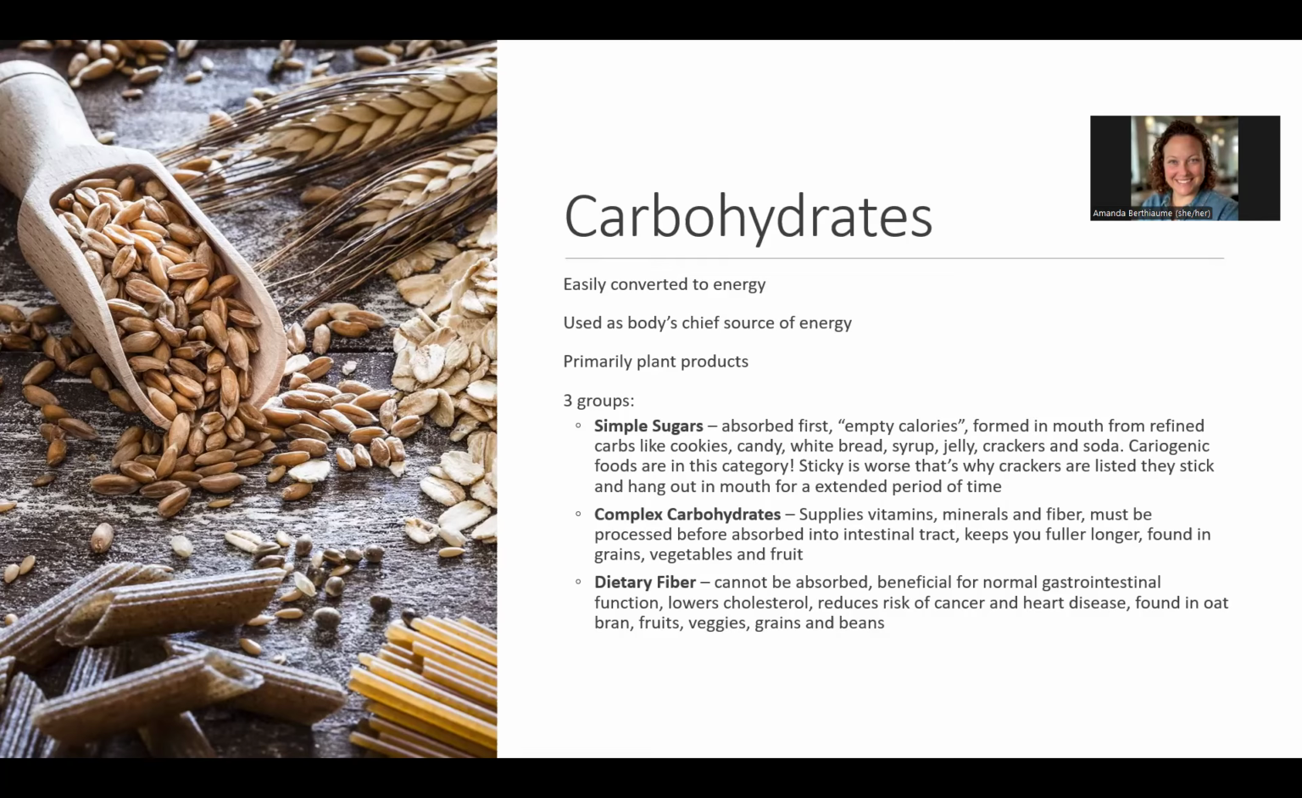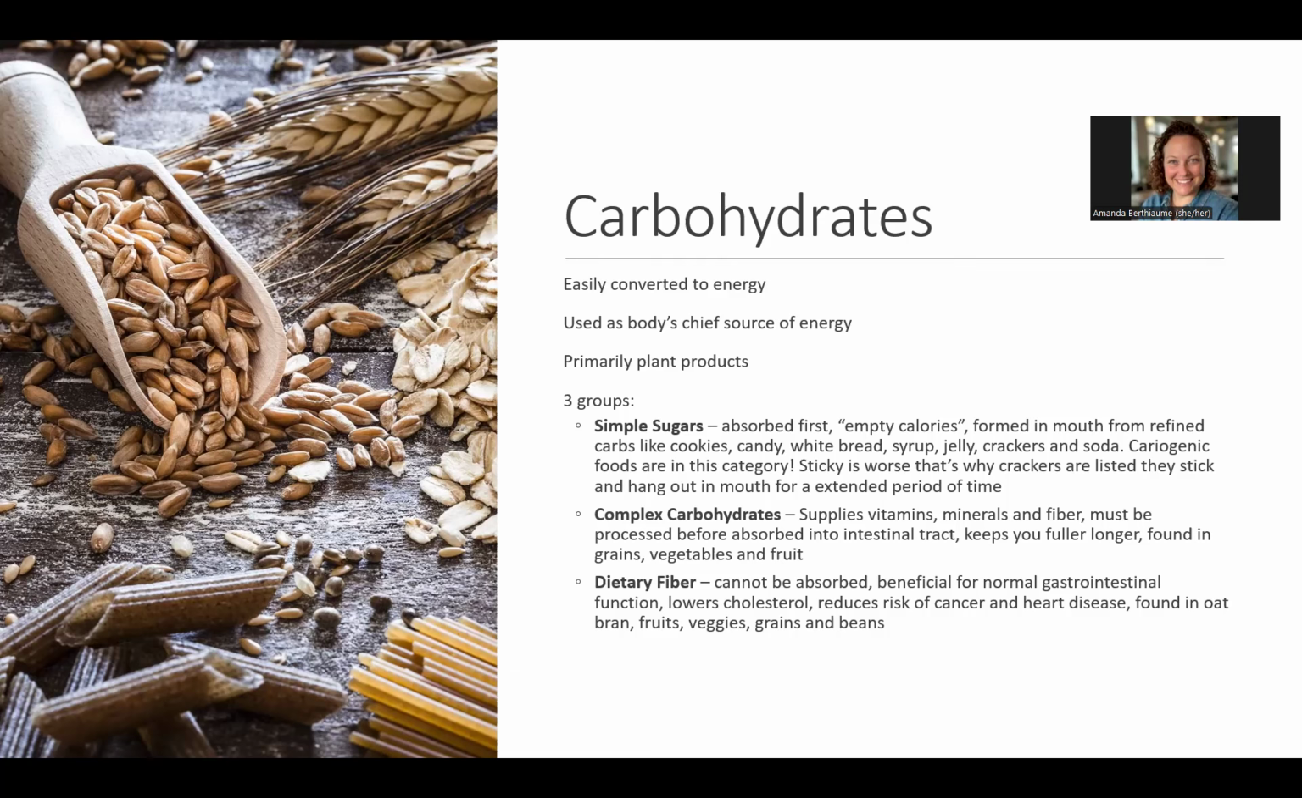Then we have complex carbohydrates. So that supplies vitamins, minerals, fiber. They must be processed before they're absorbed in the intestines. They keep you feeling fuller longer, right? So these are whole carbohydrates. They're found in grains, even vegetables and fruits.